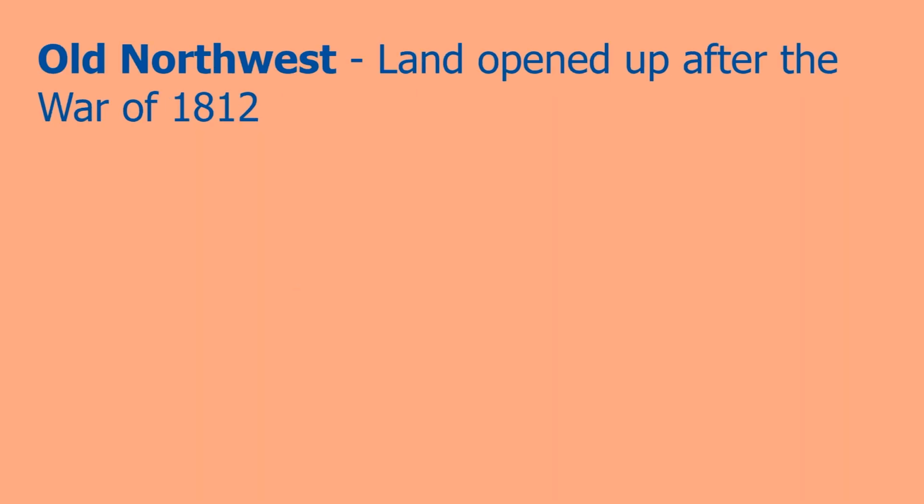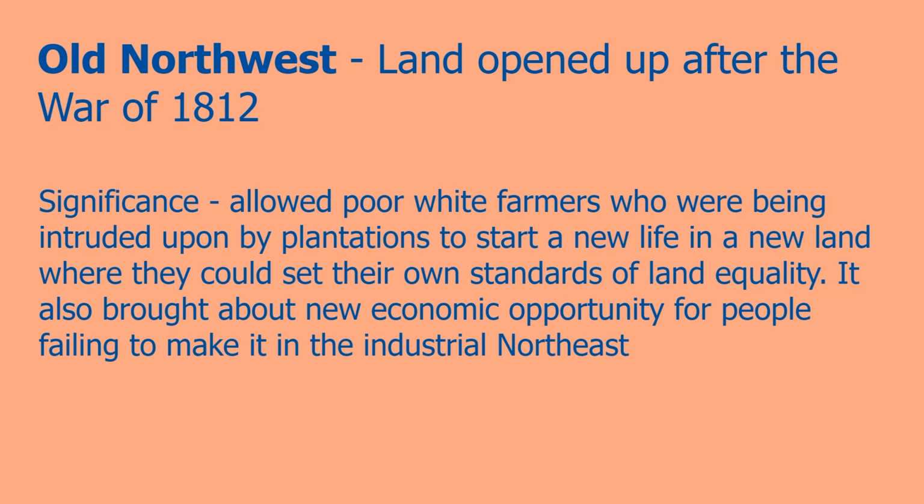Old Northwest land opened up after the War of 1812, allowing poor white farmers who were being intruded upon by plantations to start a new life in a new land where they could set their own standards of land equality. It also brought about new economic opportunity for people failing to make it in the industrial Northeast. So this idea is really built upon as we go throughout the 19th century, how the West was a symbol for people who needed a fresh start and a symbol of opportunity for the population.